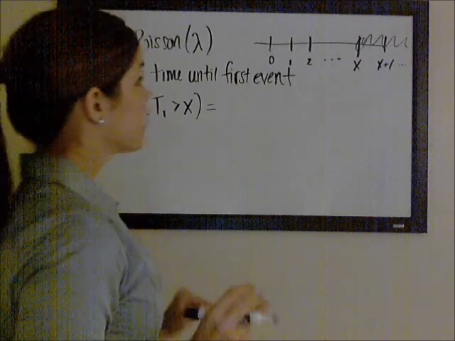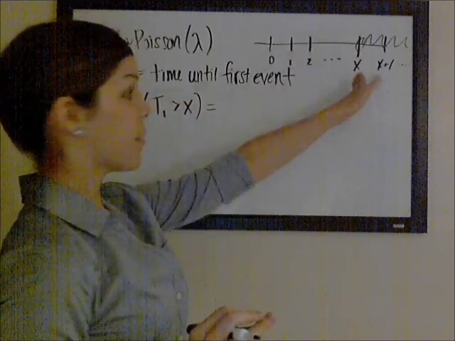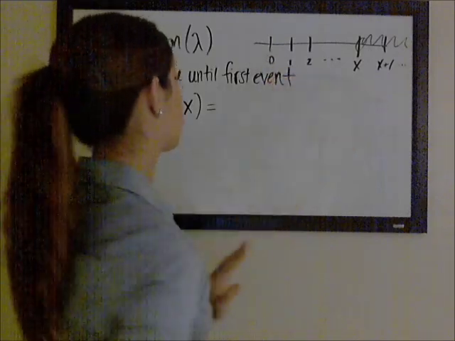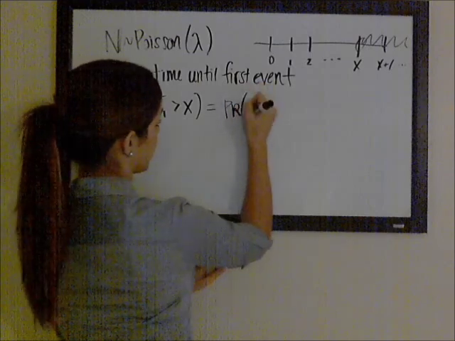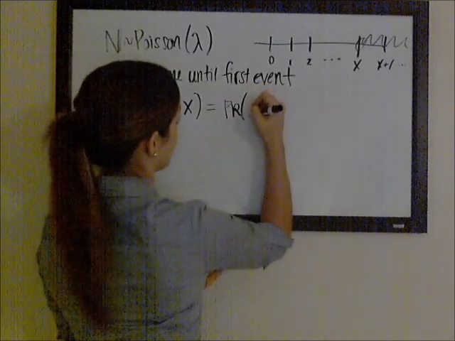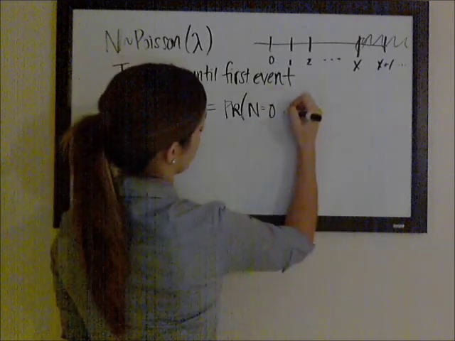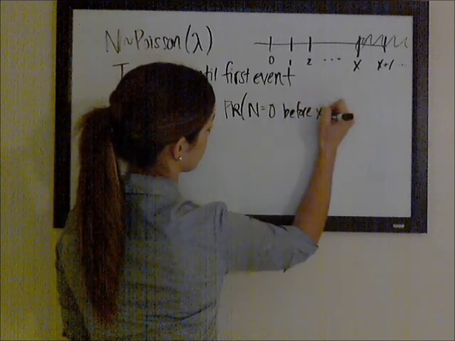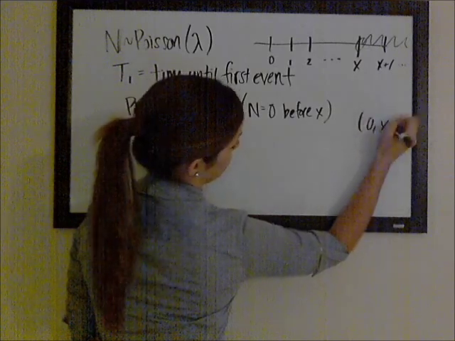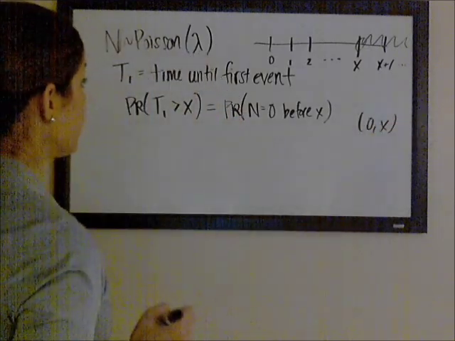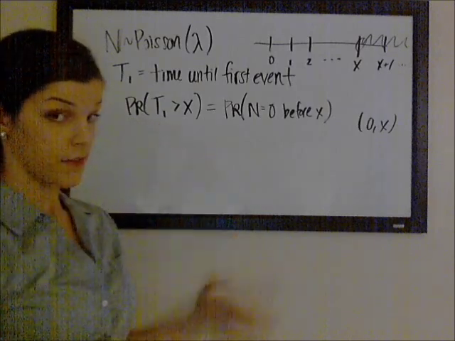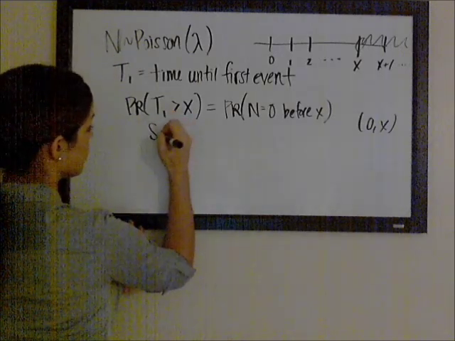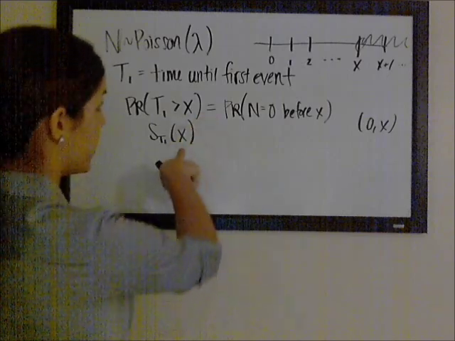So if the first event happens after x, we know that there were no events on this interval from 0 to x. So this is the same thing as the probability of no events, or N equals 0, before x, or on the interval from 0 to x. We could have written it like that. So we should recognize this as the survival function for T sub 1, or the time until the first event, evaluated at x.